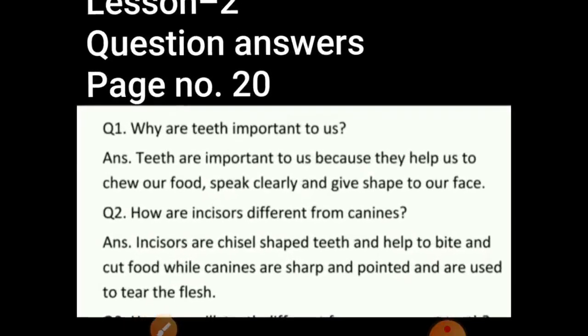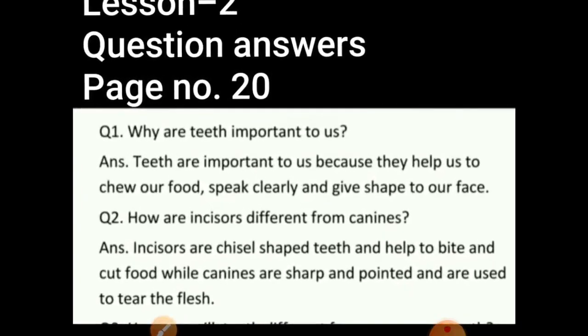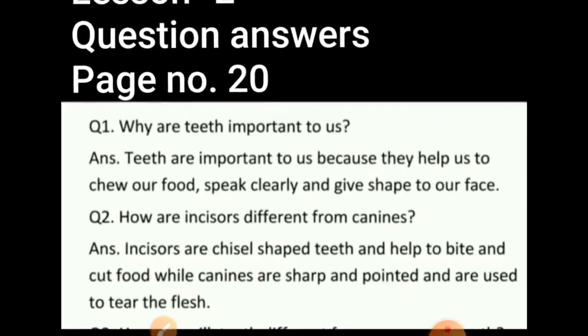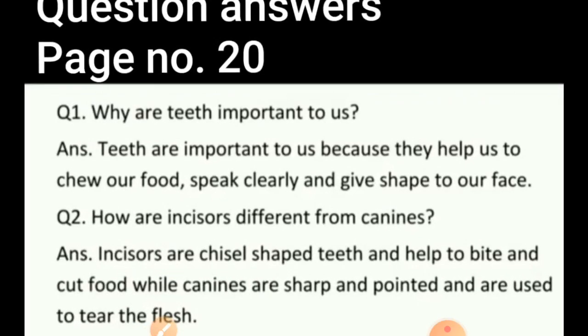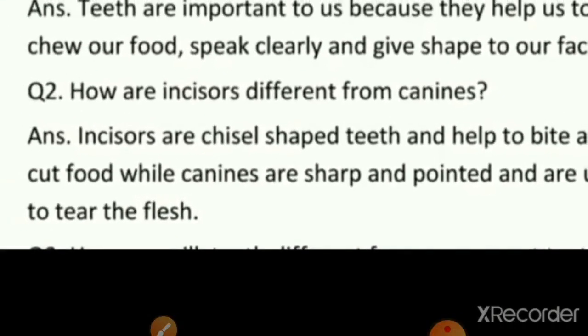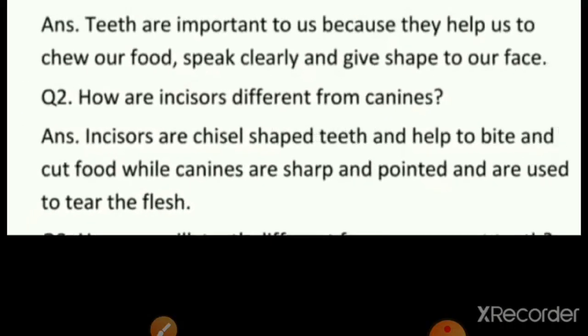Now come on, question answers. Here it is on page number 20. Students, you can take a screenshot to write all these answers. Your first question is, why are the teeth important to us? Teeth are important to us because they help us to chew our food, speak clearly and give shape to our mouth, our face.